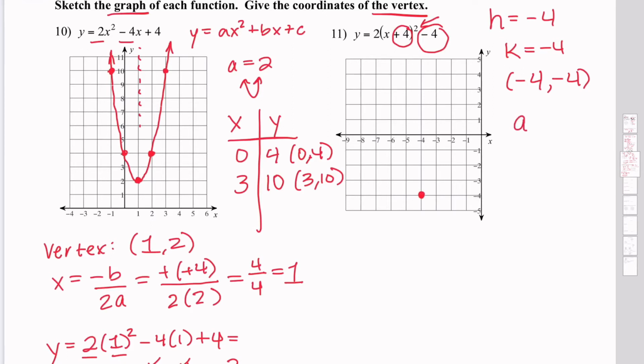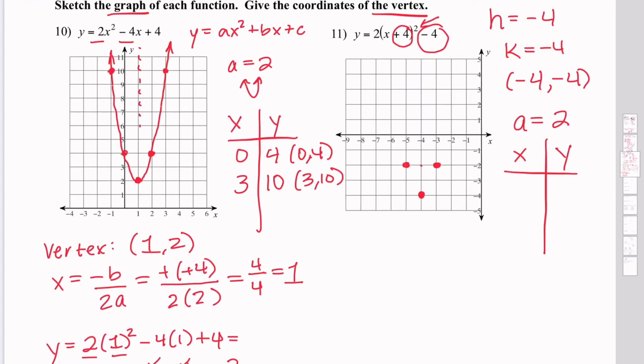Our a value is positive 2. So from the point we just graphed, we're going to go up 2 to the right one, and then up 2 to the left one, since it's symmetrical. Let's try to find one more point to make this graph more accurate. So let's make a table of values on the side.